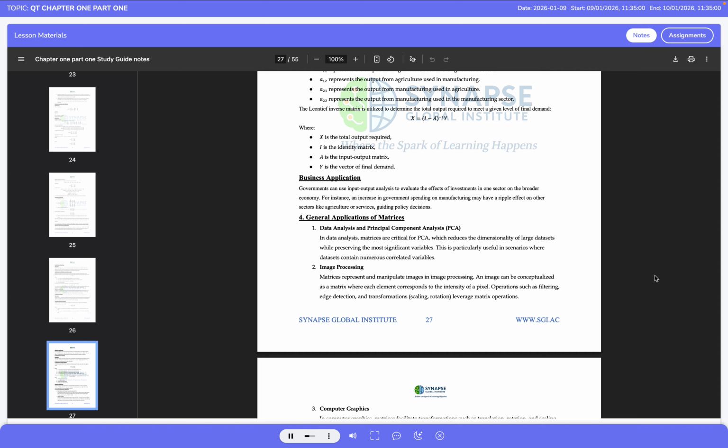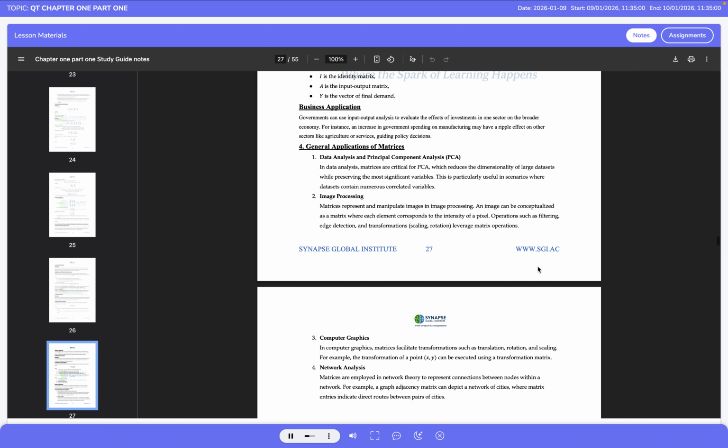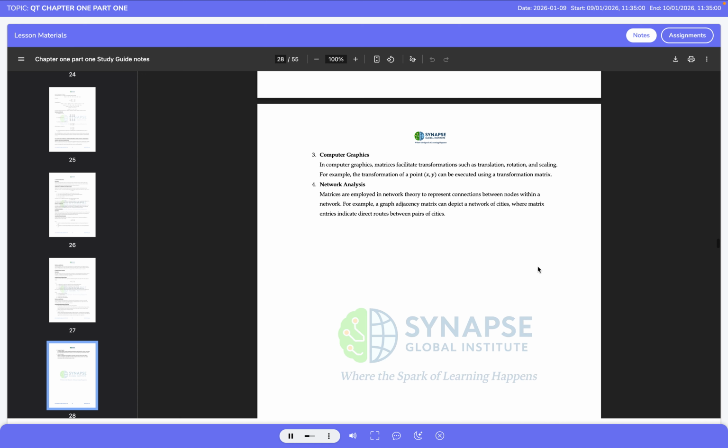In image processing, images are represented as matrices, in which each element corresponds to the intensity of a pixel, and matrix operations are used for filtering, edge detection, and transformations. In computer graphics, matrices are used to perform transformations such as translation, rotation, and scaling of objects, allowing points, such as x and y coordinates, to be manipulated efficiently.